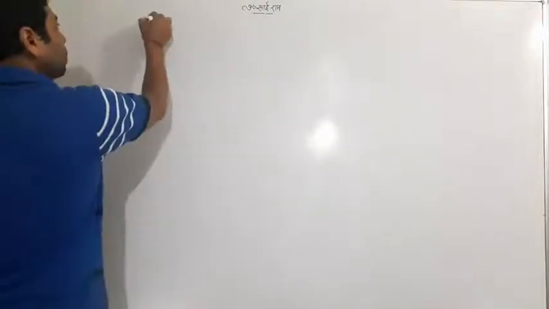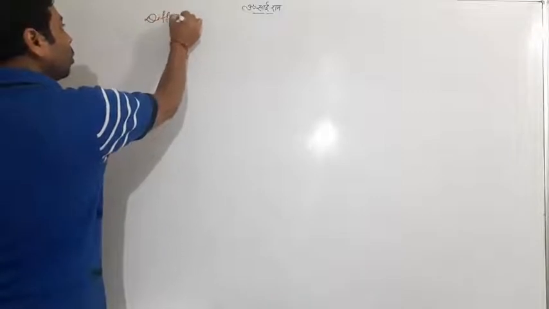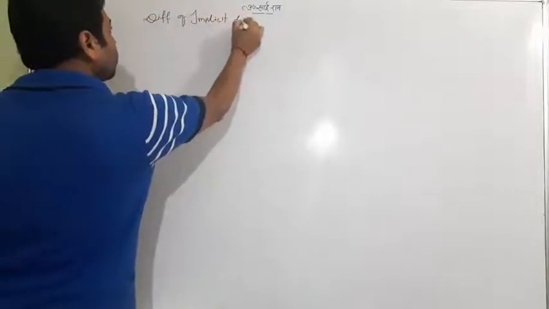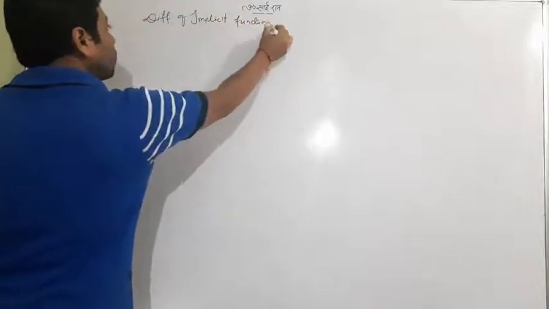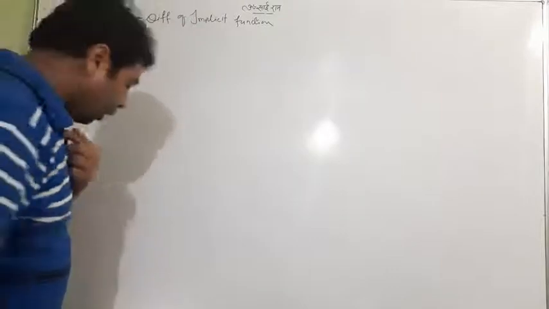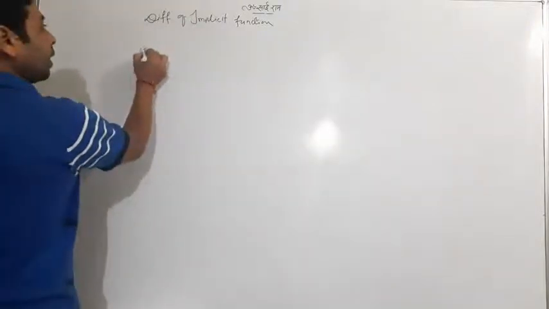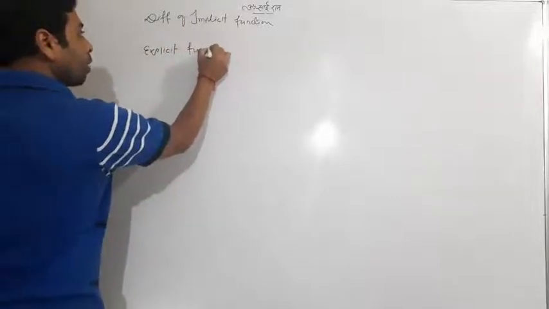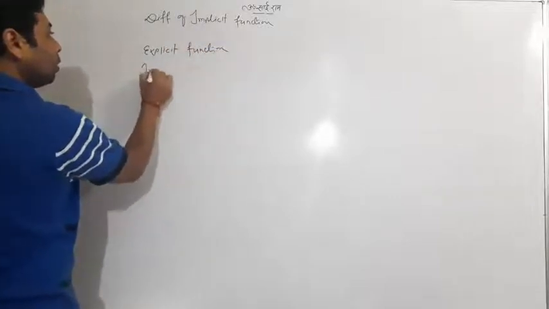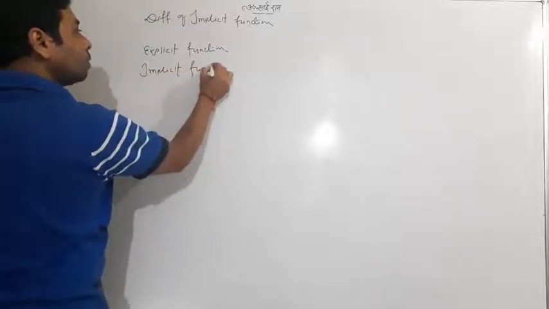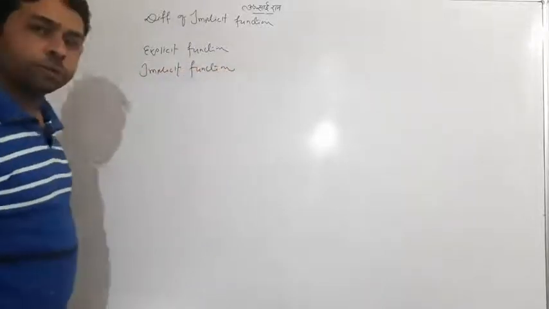The topic is differentiation of implicit function. So first of all, we must know what an implicit function is. Let me write one example, and I will first tell you about explicit function, and then later on implicit function. Two kinds of function we have: explicit function and implicit function.